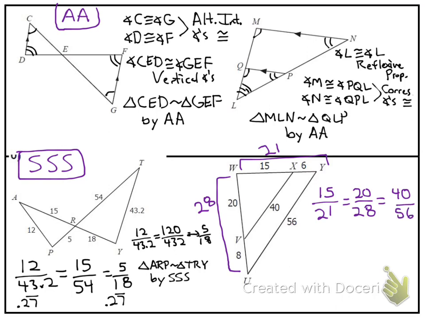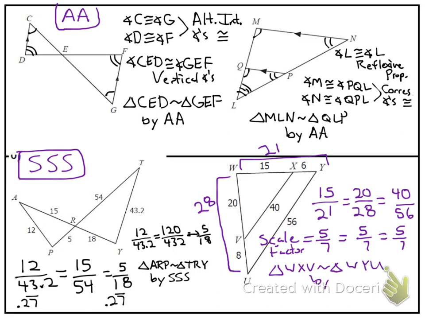So I have fractions here that are all reducible, so let's go through and reduce and see if they all come out equivalent. 15 over 21, I can divide both by 3, and I get 5/7. 20 over 28, I can divide both by 4, and I get 5/7. 40 over 56, I can divide both by 8, and I get 5/7. They all equal the same value, so that is our scale factor. So that shows that triangle WXV is similar to triangle WYU by side, side, side.